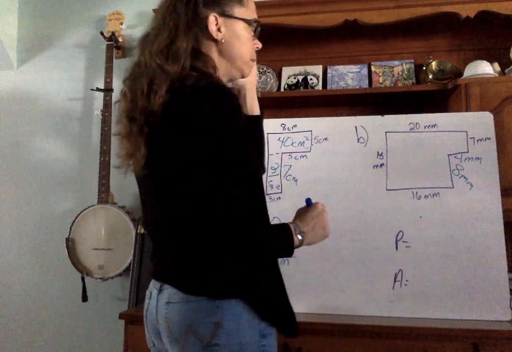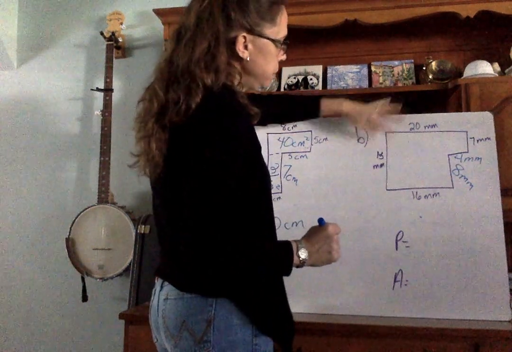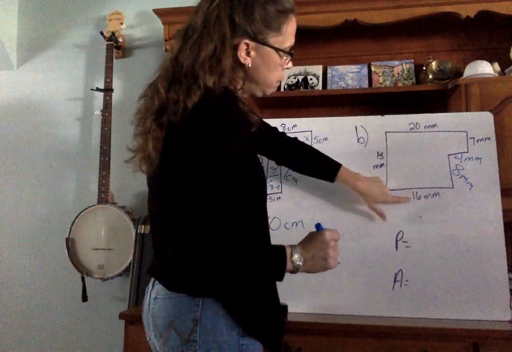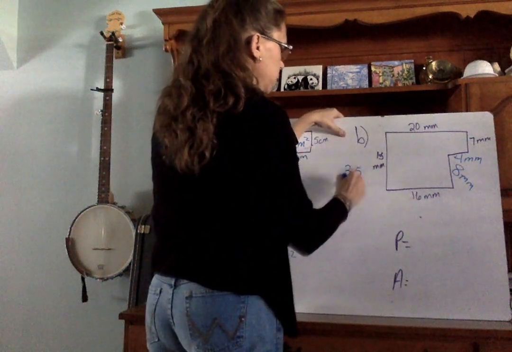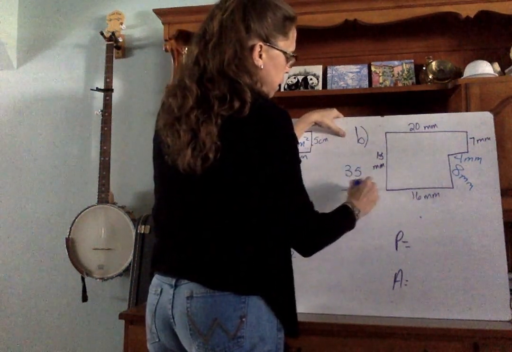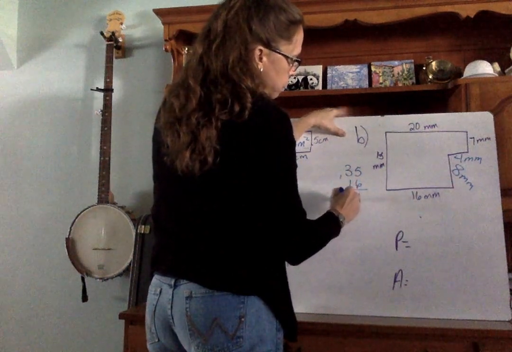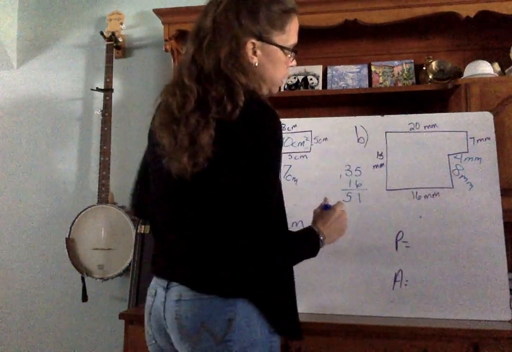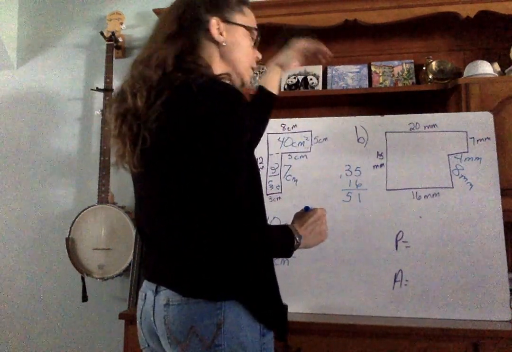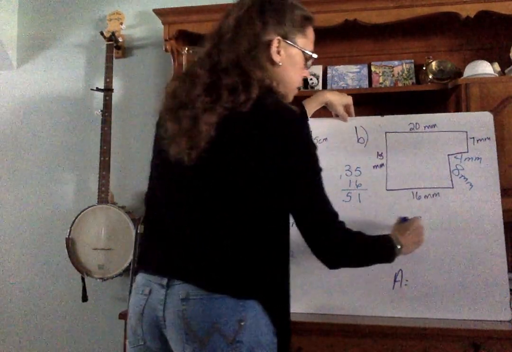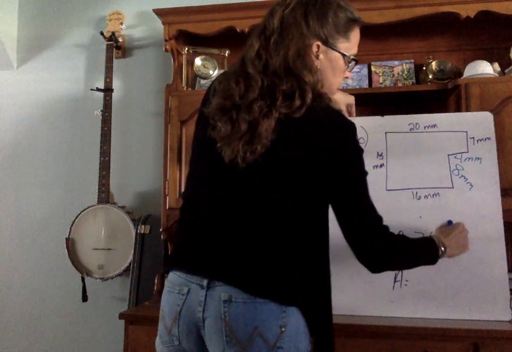These are big numbers to add. Okay, 20 plus 15 is 35, plus 16 is 51, plus 8 is 59, plus 4 is 63, plus 7 is 70 millimeters.